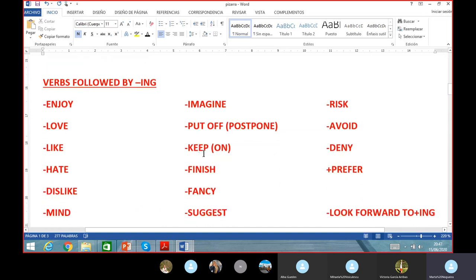Estos son algunos de los verbos tras los cuales pongo ing. Es decir, si yo me encuentro enjoy, el siguiente verbo va a tener que tener ing. Si yo me encuentro love, el siguiente verbo va a tener que tener ing. Y así con todos estos. ¿Ok? I give you just 2 minutes to copy if you want.